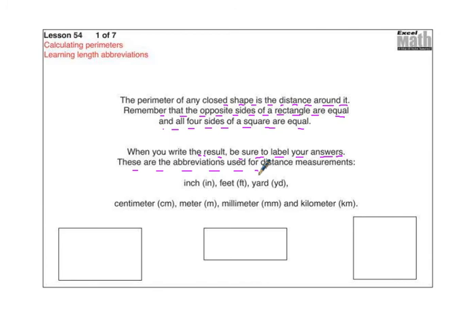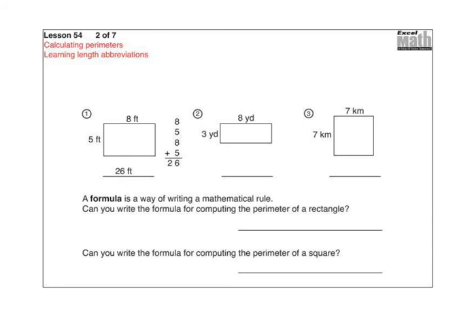These are the abbreviations used for distance measurements. You can put IN for inches, FT for feet, YD for yards, CM for centimeters, M for meters, MM for millimeters, or KM for kilometers. All right, and here are some problems for us to try.